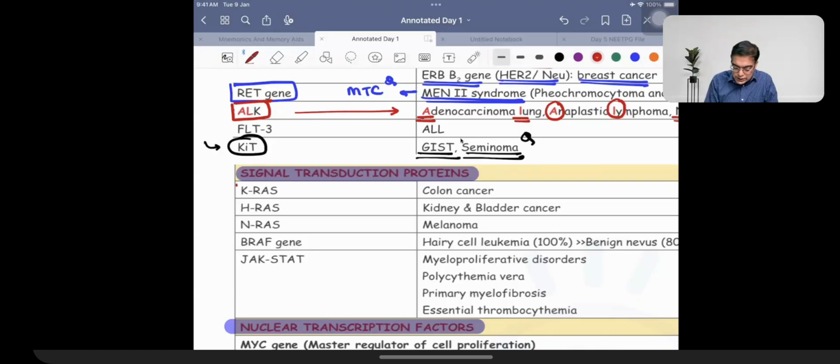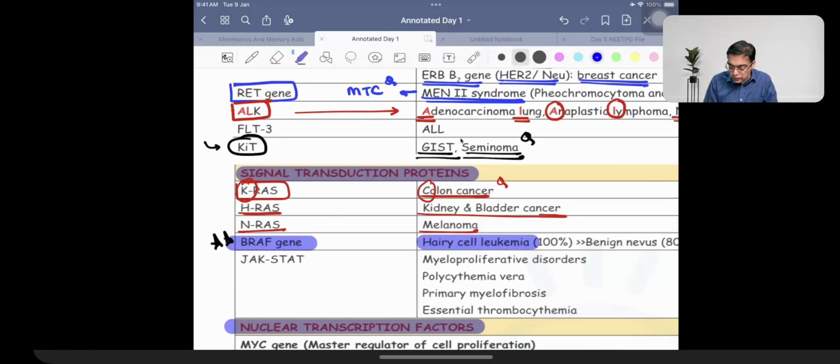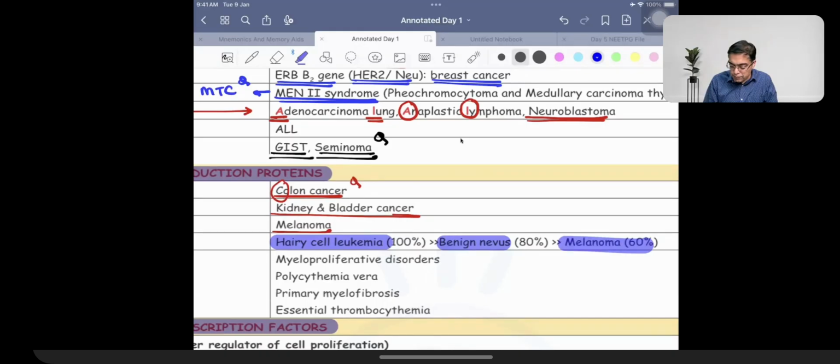Then we're talking about RAS genes. KRAS is associated with colon cancer, colon cancer. HRAS is associated with bladder and kidney cancer. NRAS is associated with melanoma. BRAF, very, very important from your exams perspective. Very important. Hairy cell leukemia, benign nevus, melanoma.